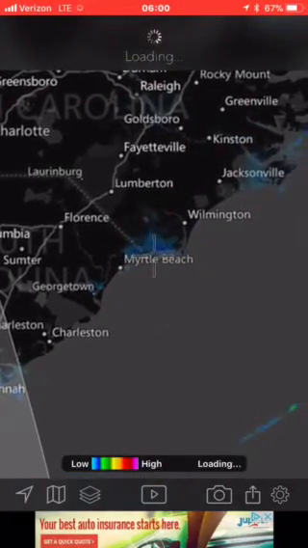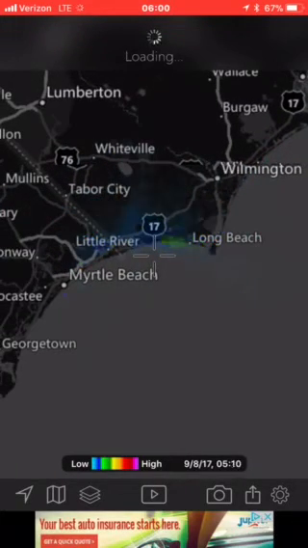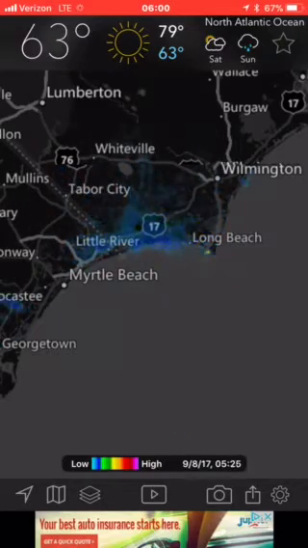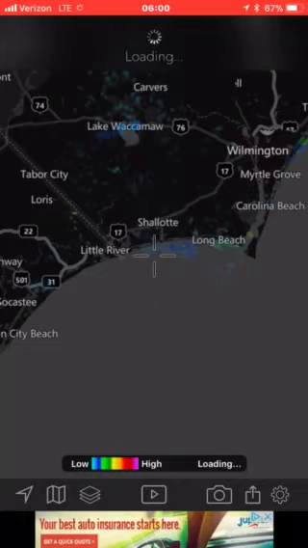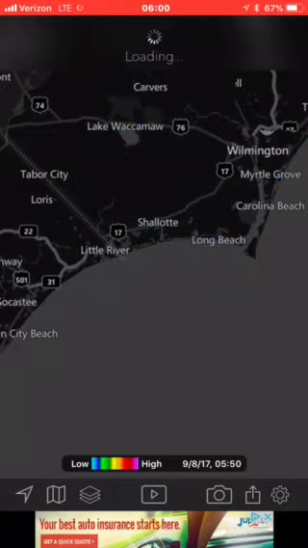Oh, there's one right here. Right there, Myrtle Beach. Let's look at that. Let's pay attention. Look at that. Oh, do you see? Are you starting to see the lines in it? See the circular form? Oh, look at that.